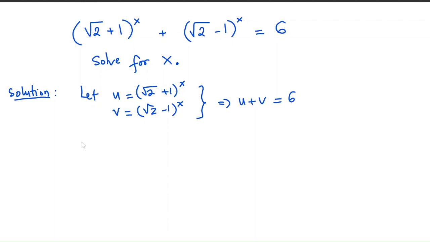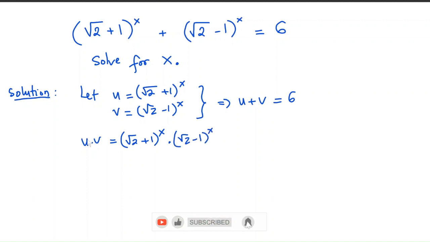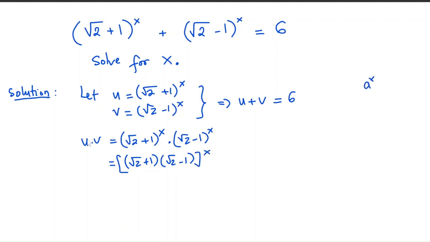And we know that square root 2 plus 1 and square root 2 minus 1 are radical conjugates. So we would have u times v is (square root 2 plus 1) to the power x times (square root 2 minus 1) to the power x. This is equal to (square root 2 plus 1 times square root 2 minus 1), all of this raised to the power x. This is if you have a to the power x times b to the power x, this equals (a times b) to the power x.